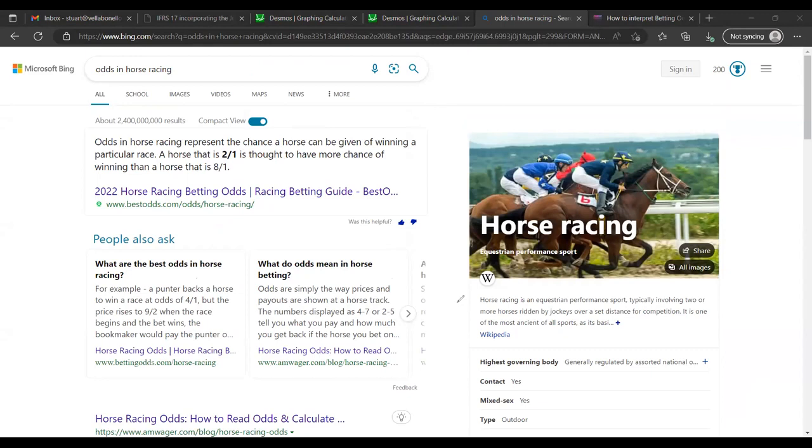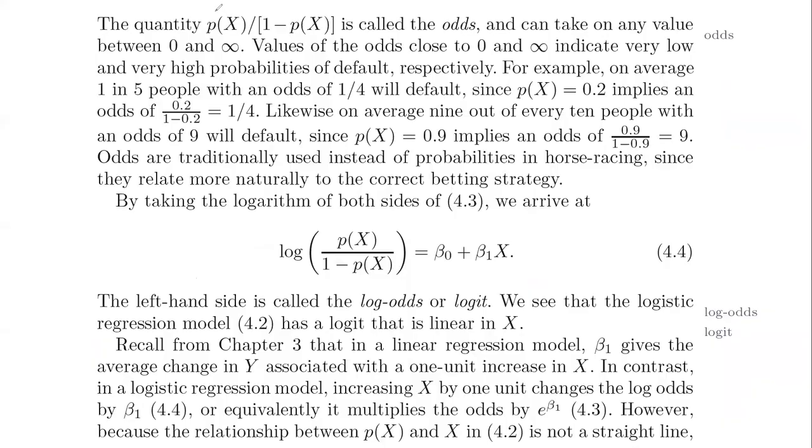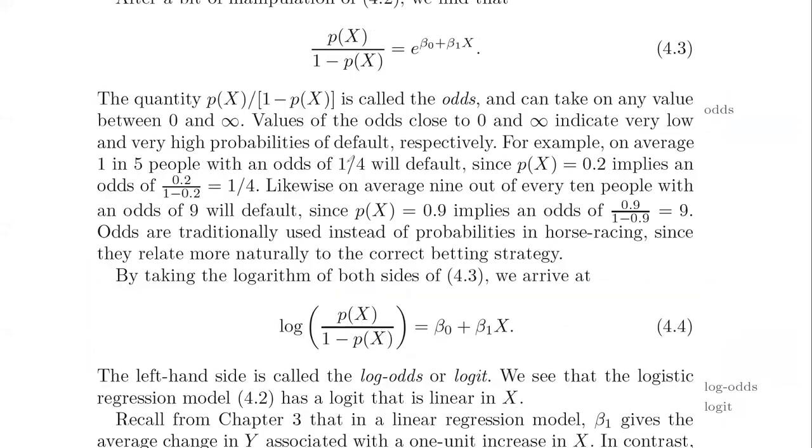But then why aren't we saying probability of win? I don't know, maybe it's slightly different from what we're doing over here. Let's see. So look, we have a probability. So these are the odds, and they can take any value between 0 and infinity.